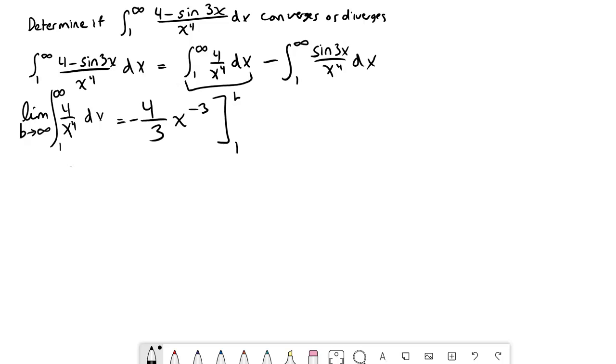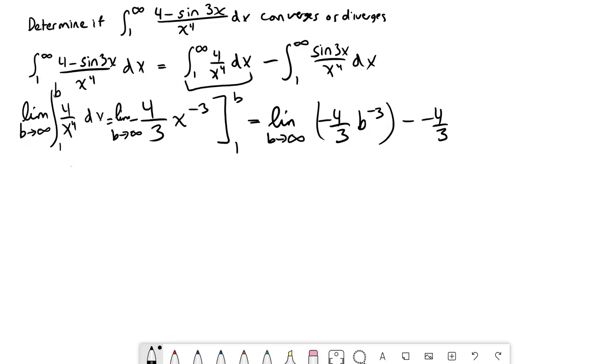Evaluated at 1 to b, right? Oops, this should be now b. There we go. And it's the limit, I forgot that. The limit as b approaches infinity of that. And let's see. We get the limit as b approaches infinity of negative 4 over 3b to the minus 3, minus negative 4 over 3 times 1 to the minus 3.